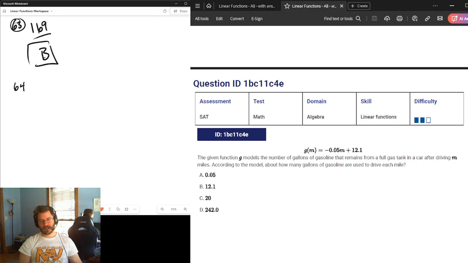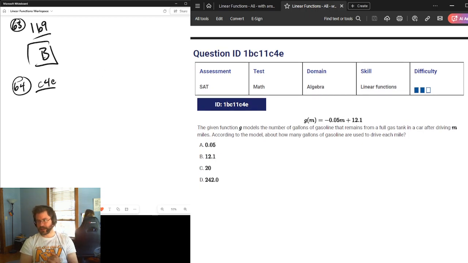64. C4E. Slope-intercept form again. Man, they really like that. Okay. Gallons. Driving m according to the model. Each mile, we should understand that to be the slope. So negative 0.05 is our slope. And how many gallons of gasoline are consumed? 0.05, so A.